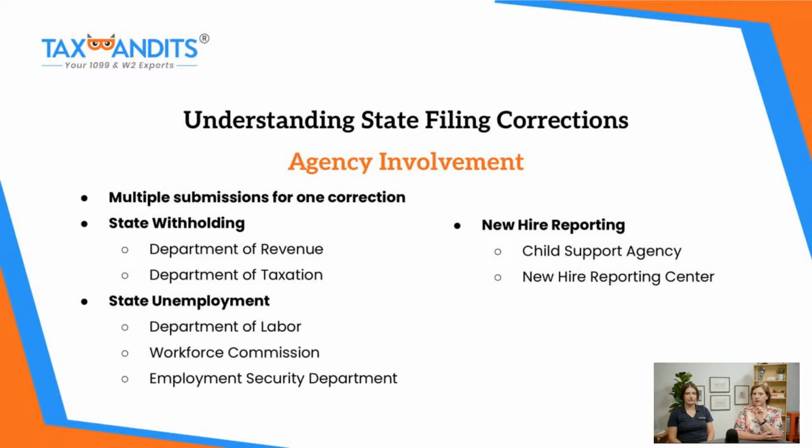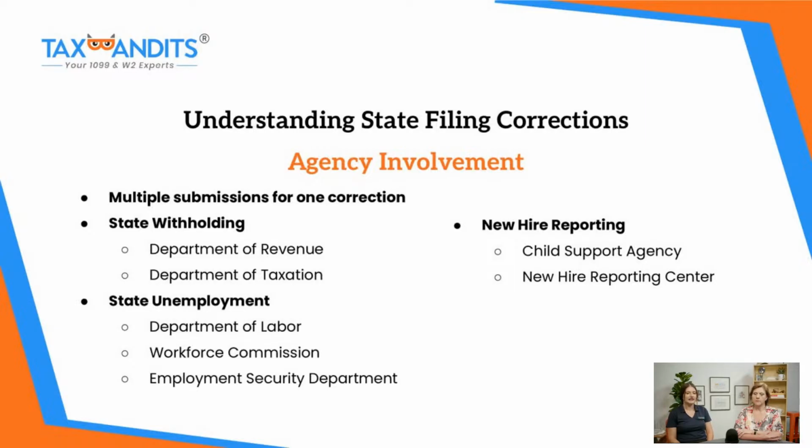All right. Now that we know what these terms are, we also need to know what responsible agency may also be involved when you're correcting your forms. Right, that's right. So state withholding is typically administered by your state's Department of Revenue or the Department of Taxation. Then state unemployment insurance, also known as UI or SUI, is generally administered by your Department of Labor, the Workforce Commission, or Employment Security Department.